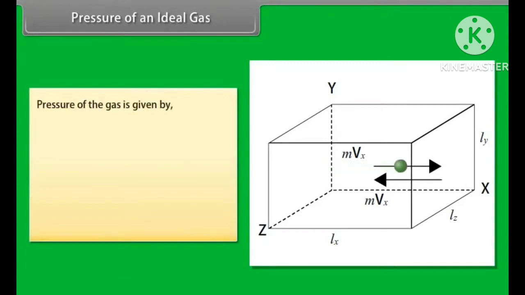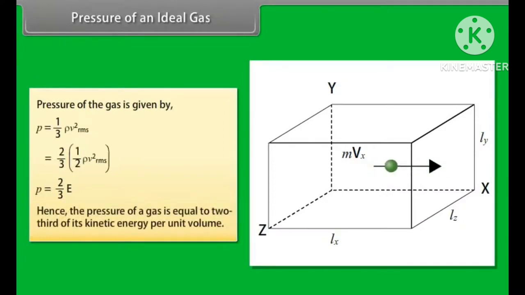Pressure of the gas is given by P equals 2/3 E. Hence, the pressure of a gas is equal to 2/3 of its kinetic energy per unit volume.